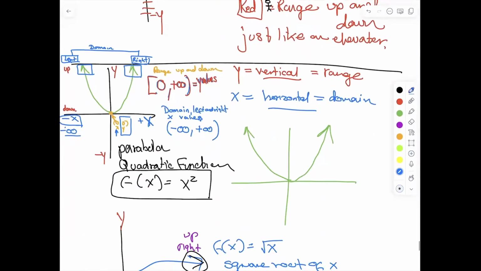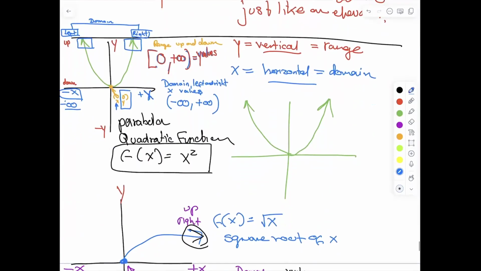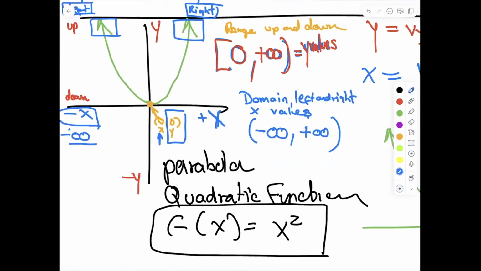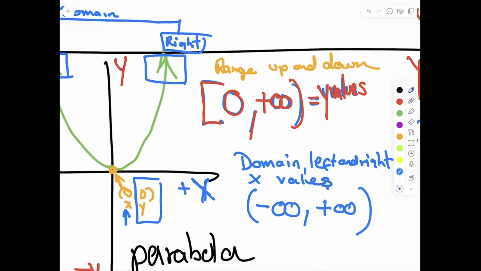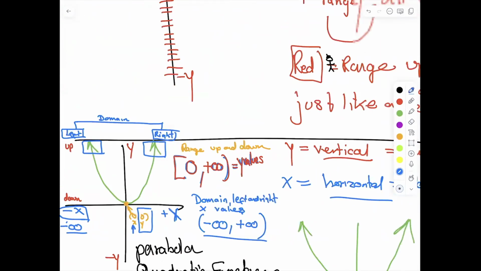And then we talked about how to read domain for this particular examples. So here in this parabola, we said, well, where is this going to the left? Well, this is going to negative infinity. Where is it going to the right? It's going to positive infinity, right? That is domain, and that is how I got that. This is domain.